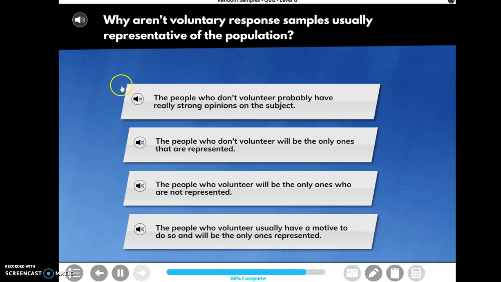So what do you think? If they do respond, a voluntary response means that they voluntarily responded. And if you responded, then you're going to be heard. If you don't respond, then you're not going to be heard.